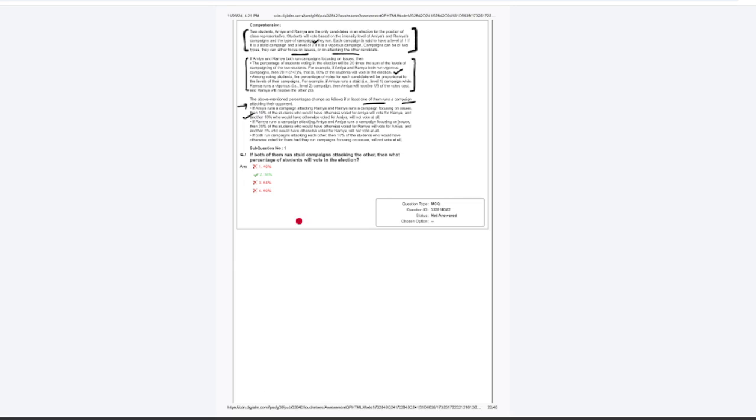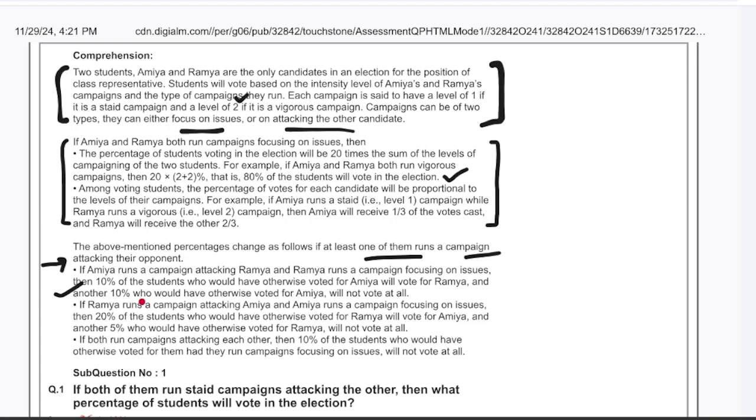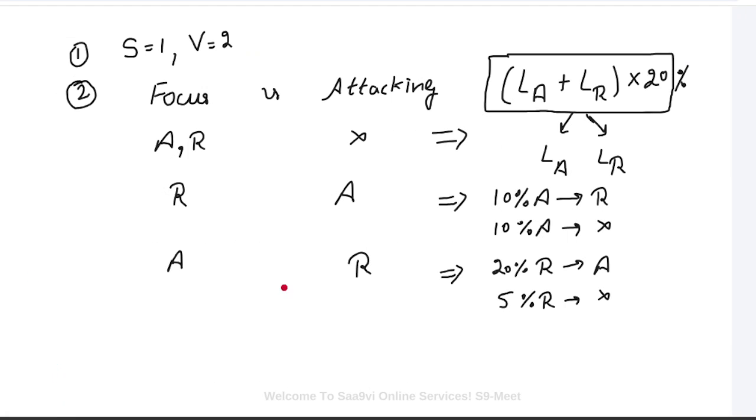The last condition. If both run campaigns attacking each other, then 10% of the students who would have otherwise voted for them will not vote at all. So everything is in comparison to focusing on issues. So the last condition, if they both are attacking, Amiya is attacking Ramya, Ramya is attacking Amiya, in that case, 10% of total votes will not vote for anyone.